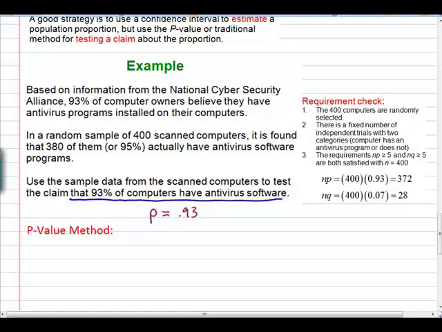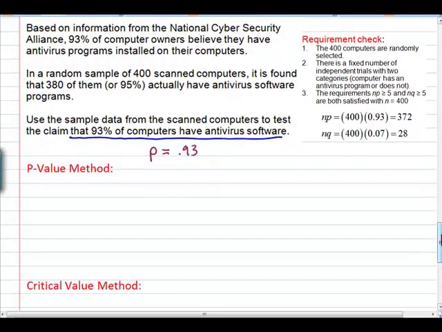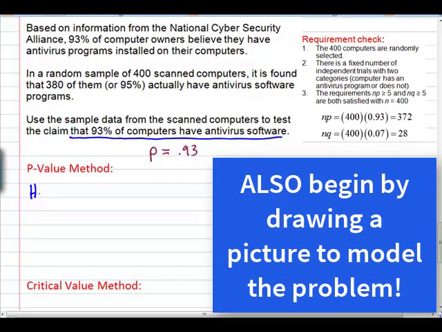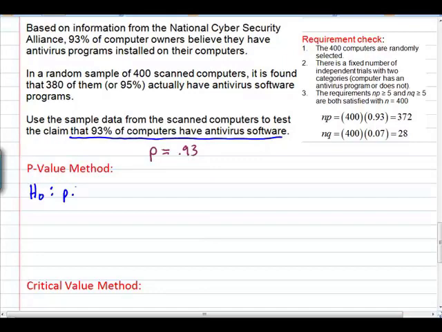For the p-value method, and for any method, you always want to begin by identifying your null hypothesis and your alternative hypothesis. Our null hypothesis will be p equals 0.93. What will our alternative be? Not equal. We just want to know, is it different? Not is it more or is it less? Even though our samples indicated it's more, we're just testing the claim that 93% of computers have antivirus software. The opposite of that is no, they don't.